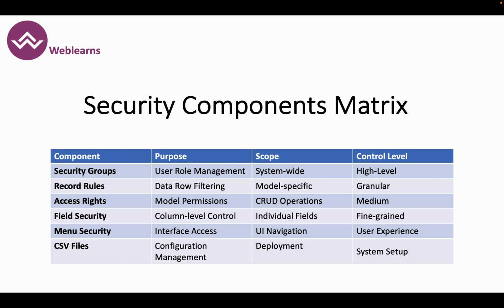Field security goes even deeper, controlling individual field visibility and editability. Menu security manages what users see in Odoo's interface, and CSV files help you to manage and deploy all these configurations systematically. Each component serves a specific purpose and works together to create comprehensive security.